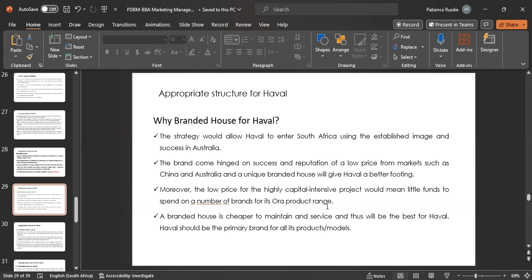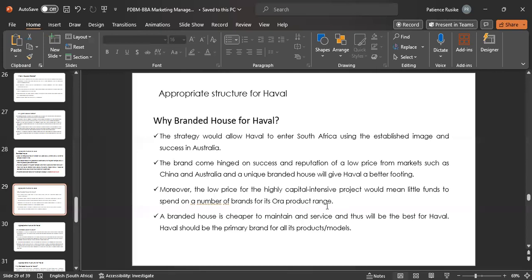Right? So this brand is coming based on the success and reputation of a low price from markets such as China and Australia, right? And a unique brand house will give Haval a better footing. So already Haval is a single brand that has attracted a reputation of providing low price products.